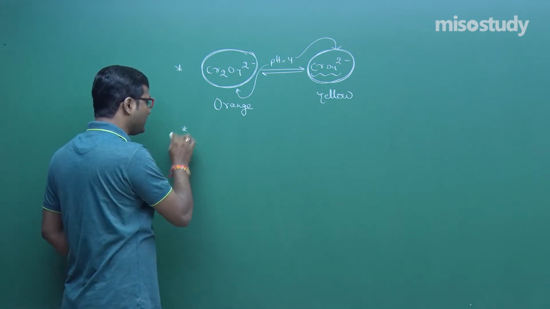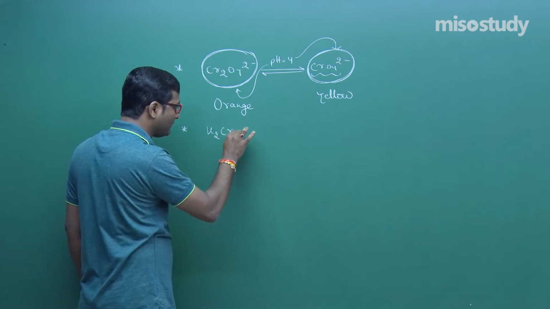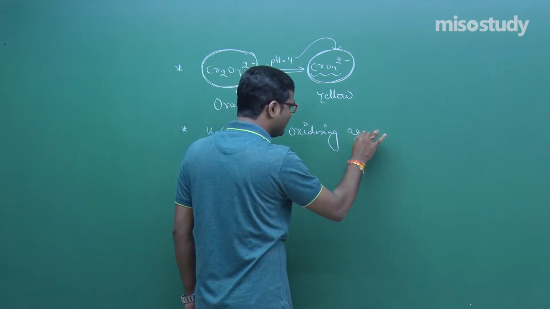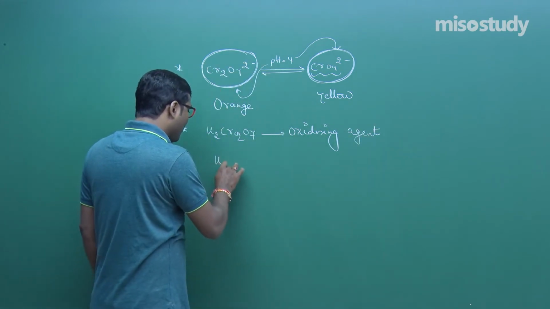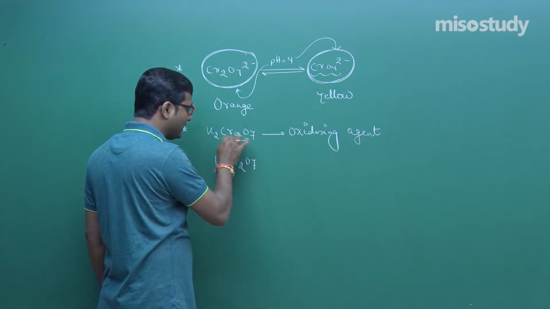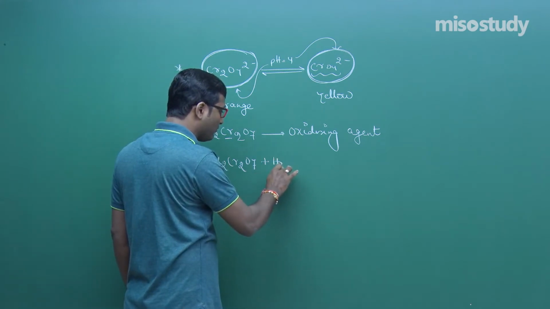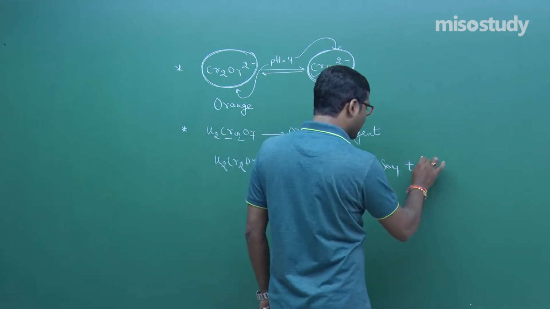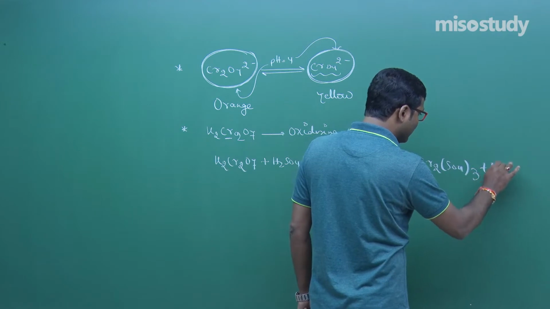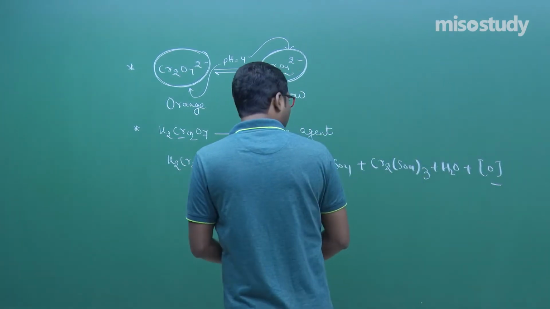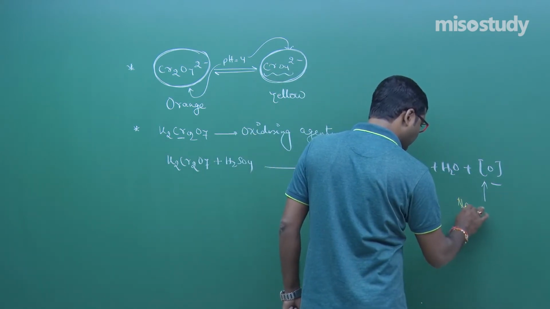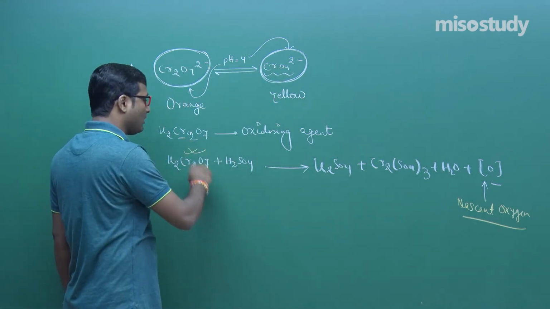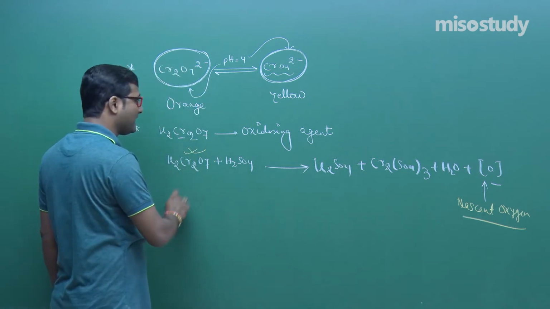Now the next one, a few properties. As we know, K2Cr2O7 acts as a strong oxidizing agent. Definitely it acts as an oxidizing agent. Why does it act as an oxidizing agent? I have discussed that here chromium is in a higher oxidation state. By reaction you can also prove it: when it is treated with acid, it forms K2SO4, Cr2(SO4)3 plus H2O, and there is a release of nascent oxygen, and this release of nascent oxygen proves that it acts as a strong oxidizing agent, my friend. Clear to you? This is the case, it acts as a strong oxidizing agent.